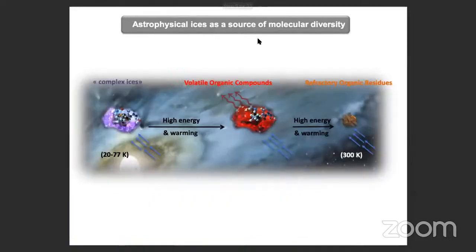So what is that? We form in the lab analogs of ices as they are observed in dense molecular clouds, and we submit them to different energy processing that they can undergo during the solar nebula evolution. And we try to understand what sort of organics can be released in the gas phase during the warming process, and at the end, what sort of organics can stay on the surface of the grain.